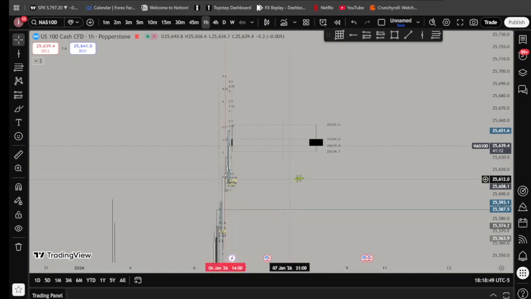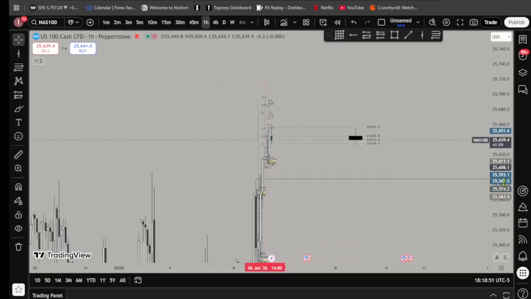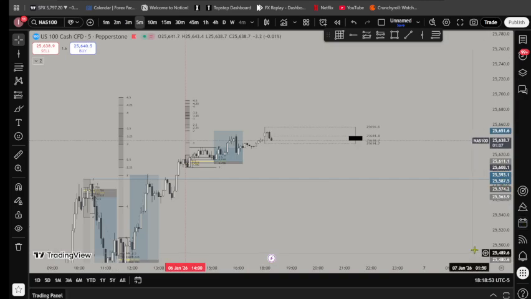That 18-hour candle. Maybe I'll get a trade in here. All right, hold on. I need to finish reviewing this trade.